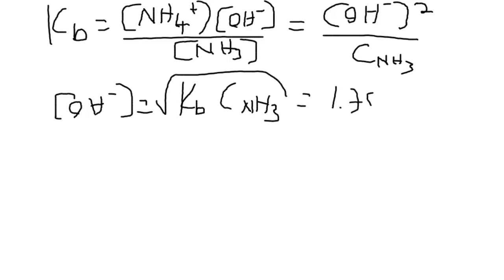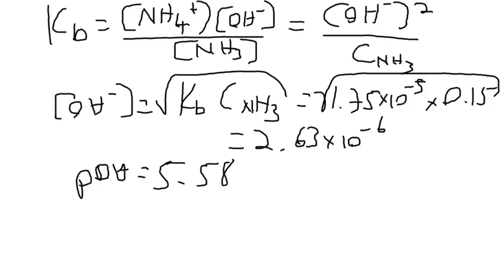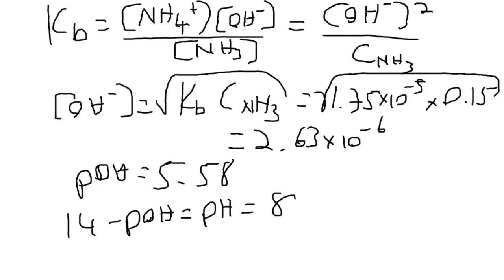We know Kb is 1.75 times 10 to the minus 5. Initial concentration we said at the beginning was 0.15. We'll square root that. Get an answer of 2.63 times 10 to the minus 6. If you take the negative log of that, we get the pOH. So take the log, make the value negative. We get 5.58. 14 minus the pOH equals the pH. So the pH equals 8.42. And that makes sense because it's greater than 7, and we know it's basic.